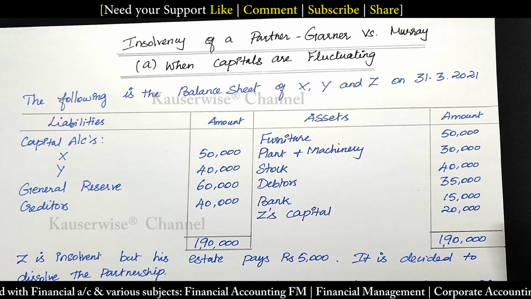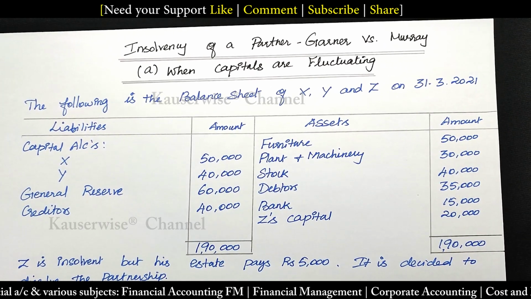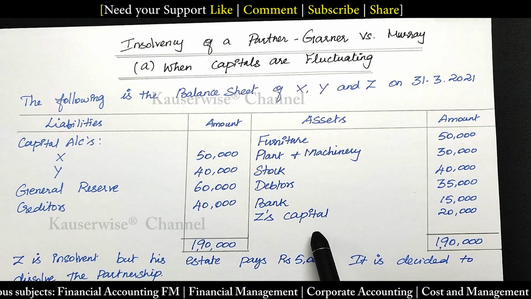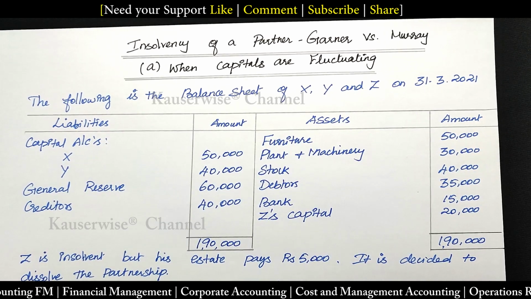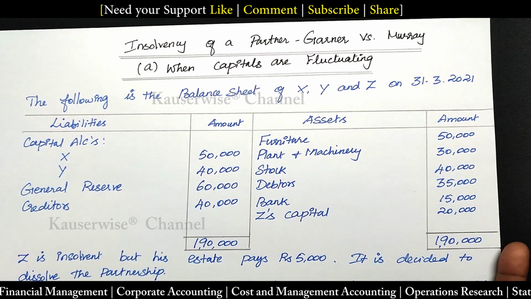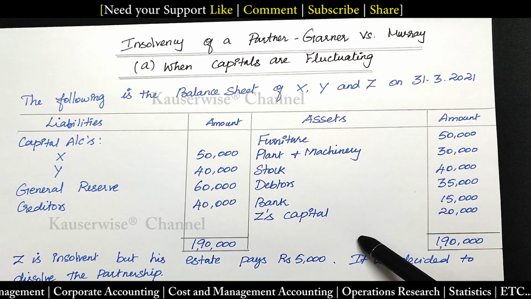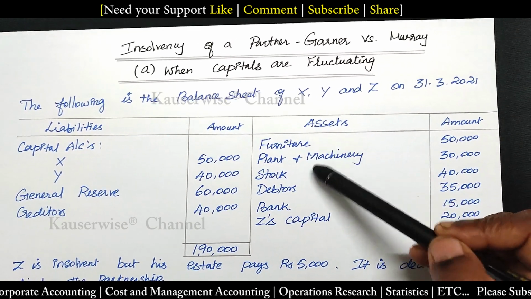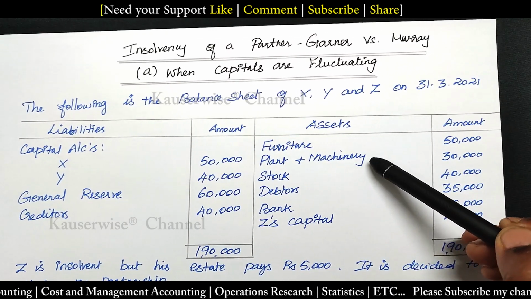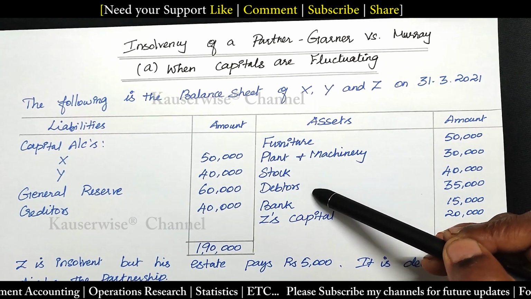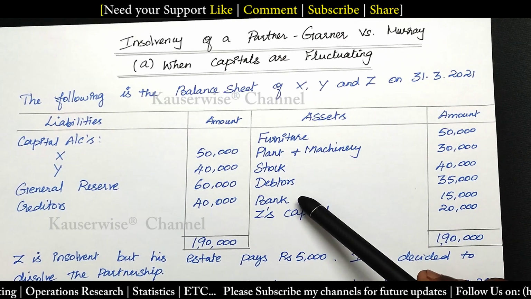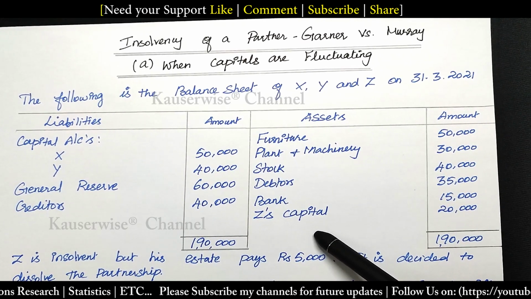Number one, cash or bank balance. Number two, debit balance of capital account, and debit balance of profit and loss. In this problem we don't have any debit balance of profit and loss account. So here we have a few assets, that is furniture, plant and machinery, stock, and debtors. These are the assets we are going to transfer to the realization account except the bank balance and Z's capital account.